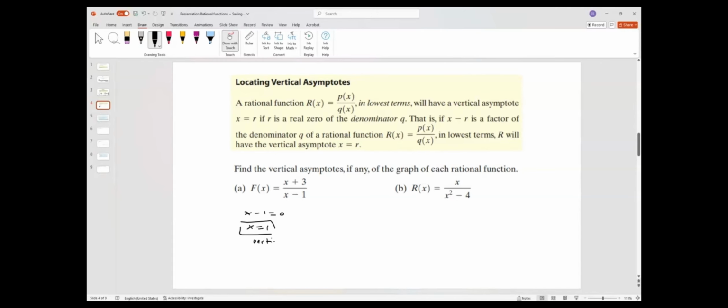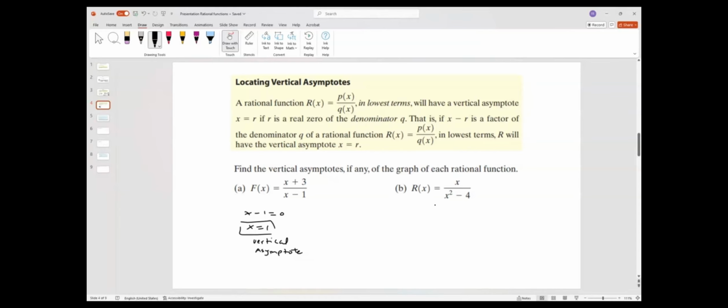I want to emphasize something that I believe is very important. The vertical asymptote is not a number, so it's a mistake if we say that the vertical asymptote is 1. The vertical asymptote is the equation of a vertical line, so the vertical asymptote is x equals 1. The vertical asymptote is not 1. The vertical asymptote is x equals 1.